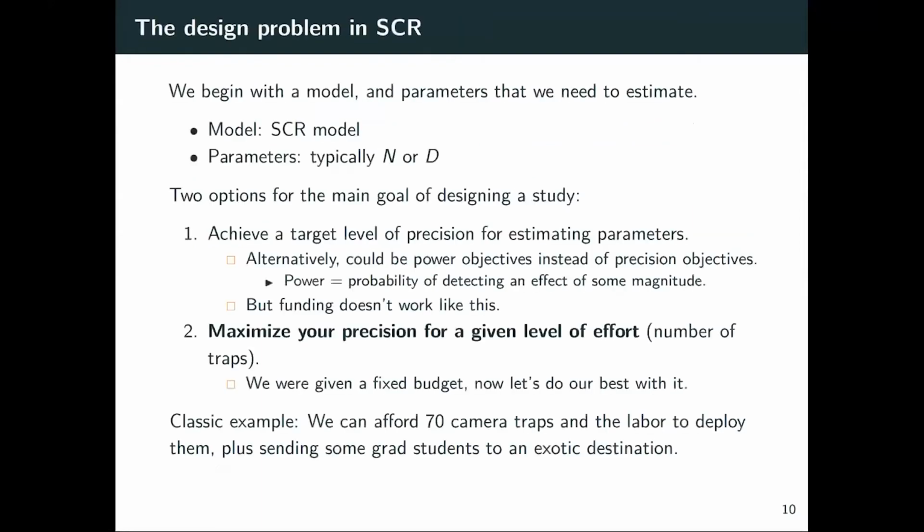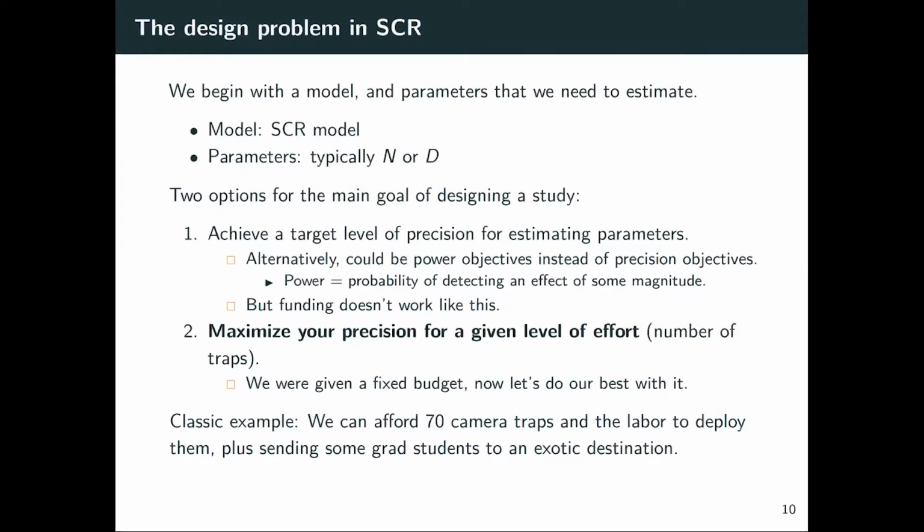So considerations for SCR. We begin with the SCR model and parameters that we need to estimate. So obviously the SCR model is the model we're interested in. Right now we're just going to work with kind of like the most basic SCR model. The parameters, typically, are total abundance or density, which are related very closely. Two options for the main goal of designing a study.